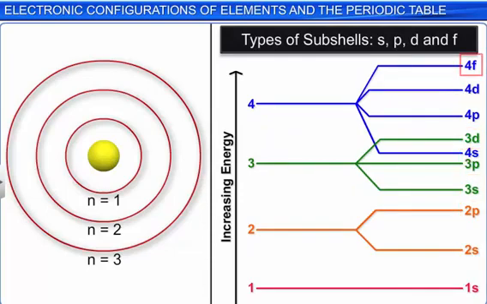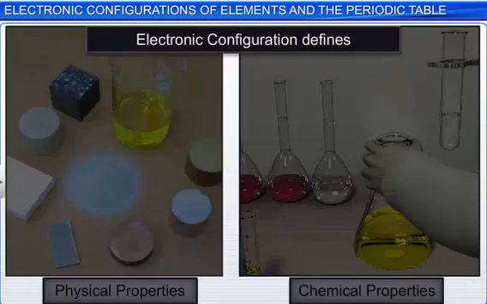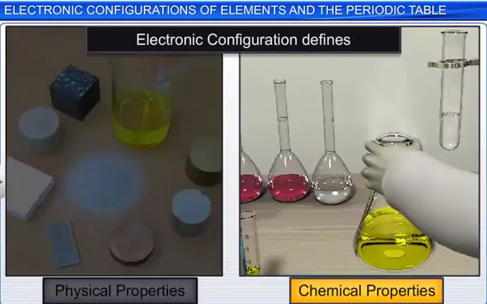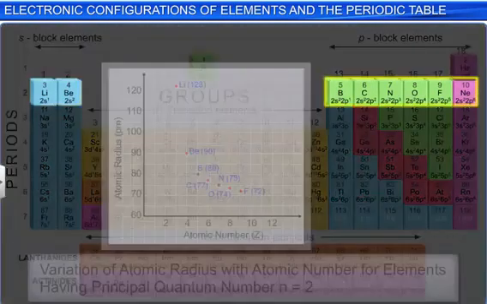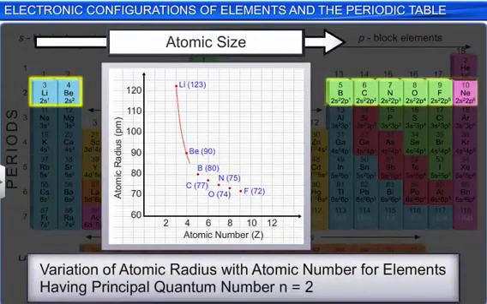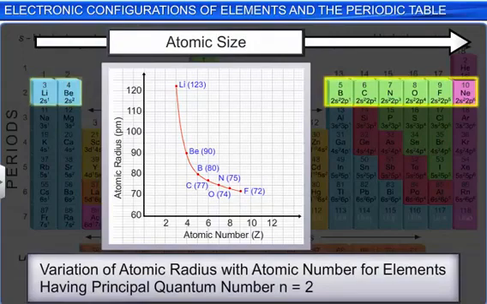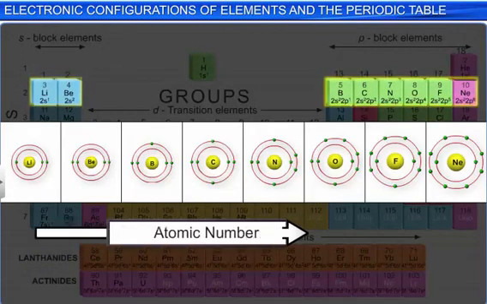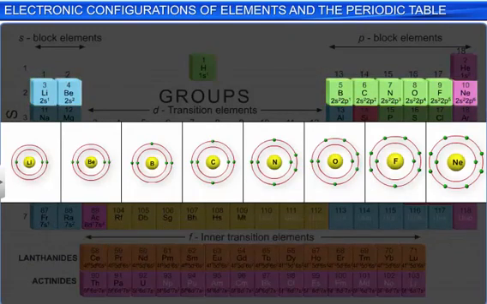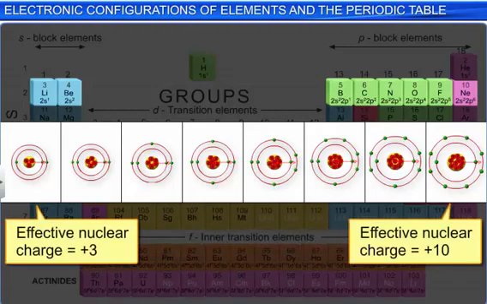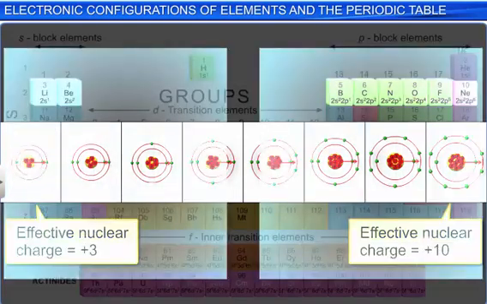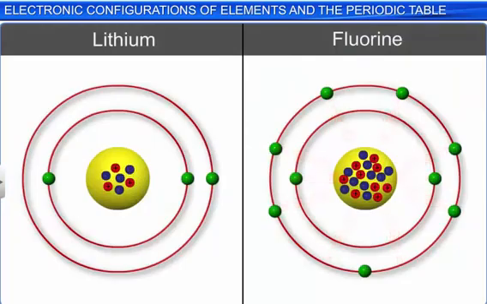The electronic configuration of an atom defines its physical and chemical properties. For example, as we go from left to right in a period, the atomic size keeps on decreasing. This happens because as the atomic number increases, more electrons get added to the same principal energy level. Due to the same effective distance of electrons from a more positive nucleus due to additional protons, electrons get more strongly attracted to the nucleus, thereby decreasing the atomic size.